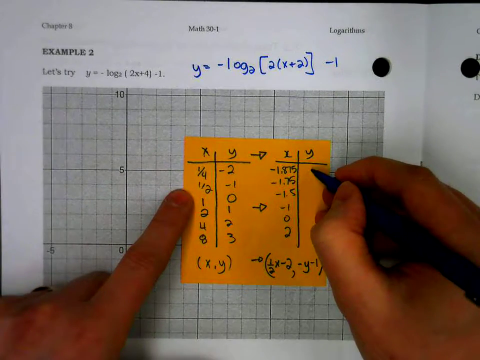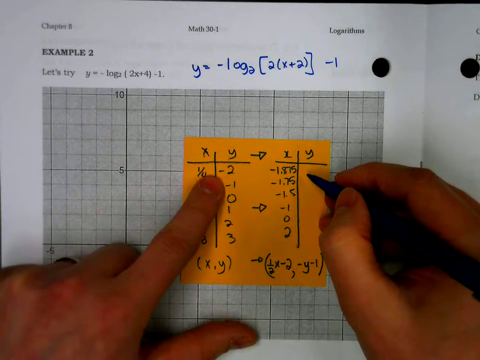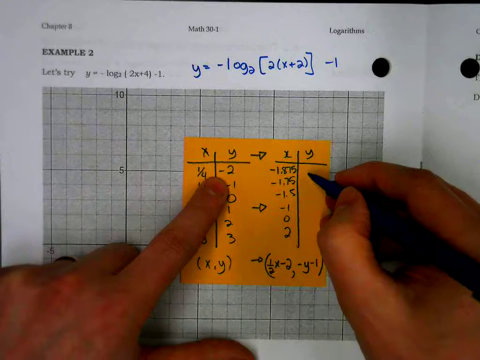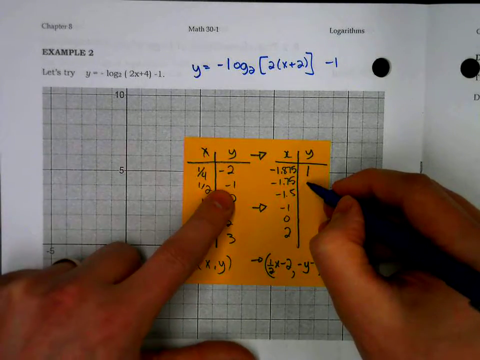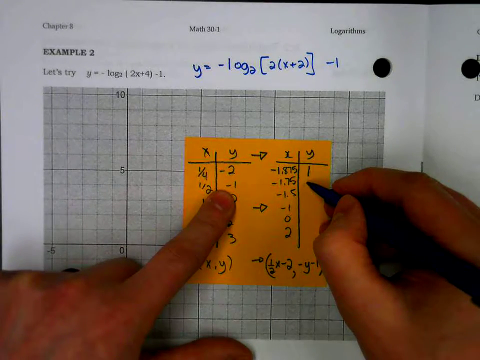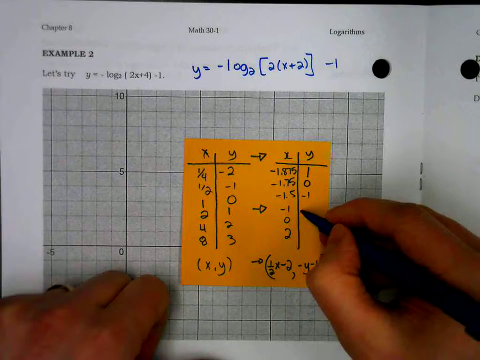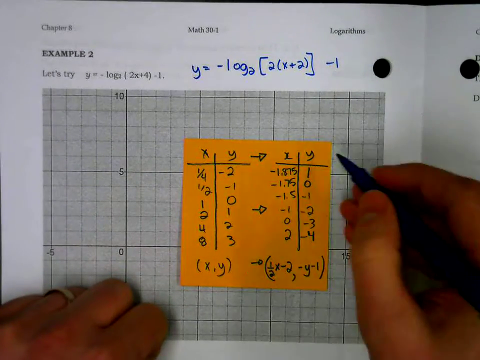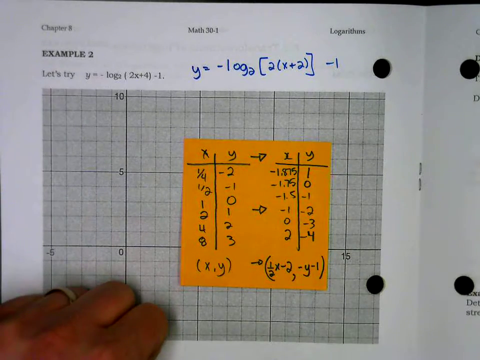For the y values, starting with that -2, if we times it by a -1 and subtract 1, we do end up with a +2 minus 1, or a 1. And again, continuing the trend, -1 times a -1 gives us a 0. And then a -1, -2, -3, and a -4. So these values on the right here are our transformed points on our new transformation.